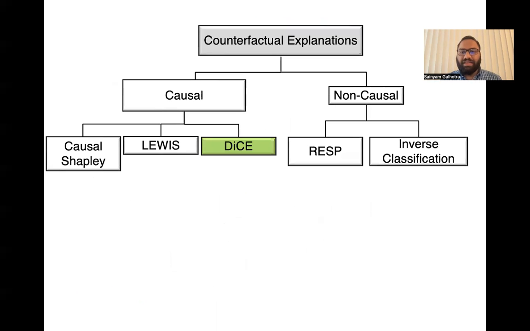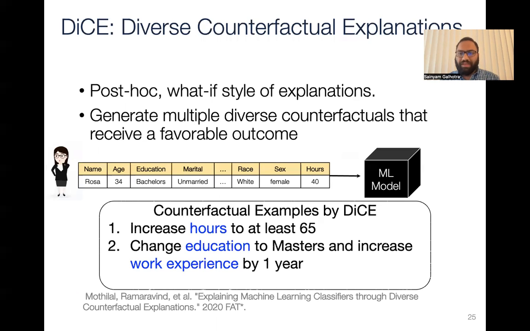Now, let us look at the second technique, which is DiCE, which aims to generate a diverse set of counterfactual explanations for an input instance. For example, the two different explanations for Rosa are that either they should increase their number of working hours to more than 65, or they should change education to masters and increase work experience by at least 1 year. The main advantage of generating diverse explanations is that it helps the individual, which is Rosa in this case, to pick any of the generated explanations based on their needs and understanding.